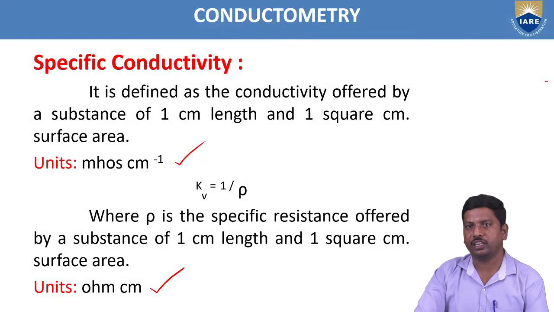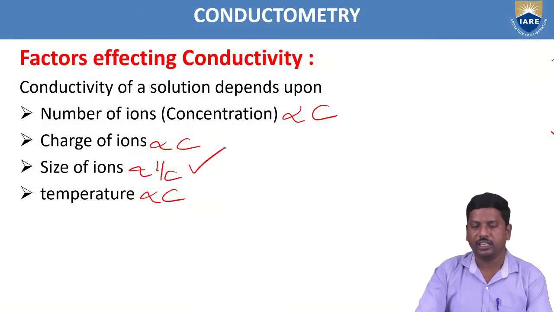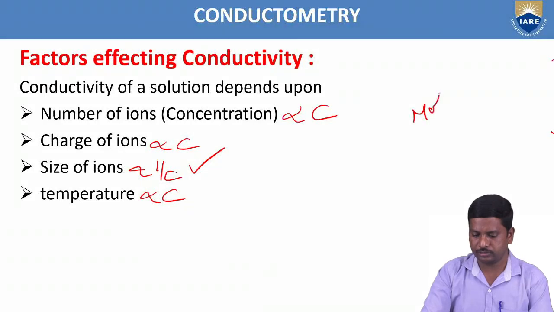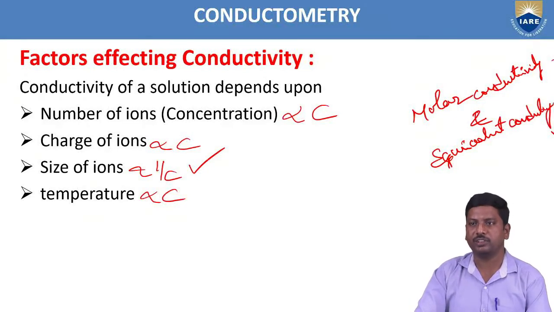So it is very, very important, because of the measurement of the specific conductivity. Conductivity is inversely proportional to the size of the ions, which should be satisfied according to the factors affecting the conductivity. That's why the size of the ions is inversely proportional to conductivity. But molar conductivity and equivalent conductivity are not affected by the size of the ions in the case of conductivity. Only equivalent conductivity should be inversely proportional to the size of the ions.